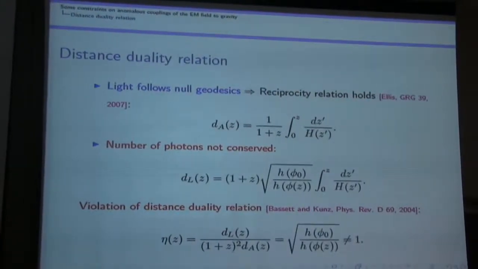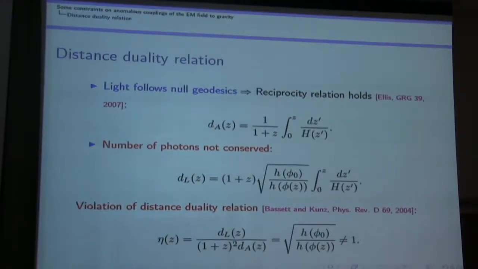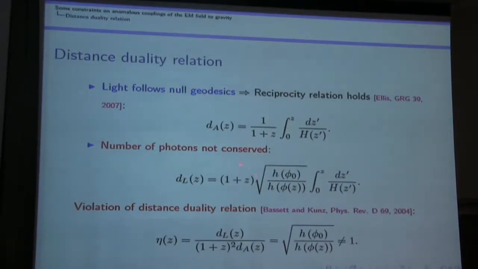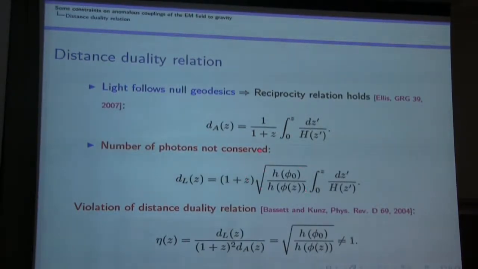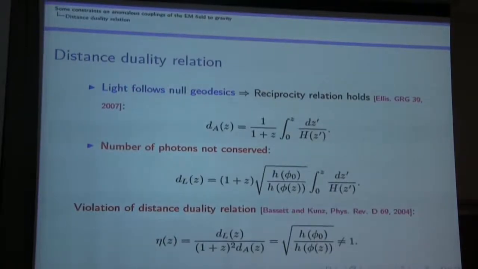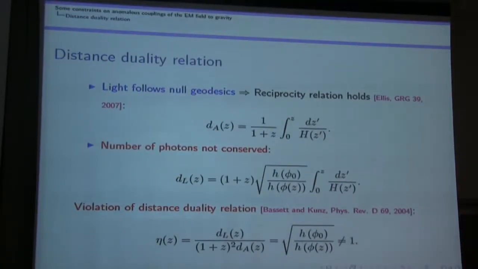So of course this part will depend on the theory of gravity, on the Lagrangian of the scalar field, etc. On the other hand, because the number of photons is not conserved, the luminosity distance, which usually scales like 1 plus z just by conservation of the number of photons along the line of sight, now receives a correction factor, the square root of 1 over h, 1 over your coupling, and this is just the coupling evaluated at the time of observation, so say at redshift 0. And we recover the same cosmology factor. Here this is not affected by the introduction of this conformal factor.